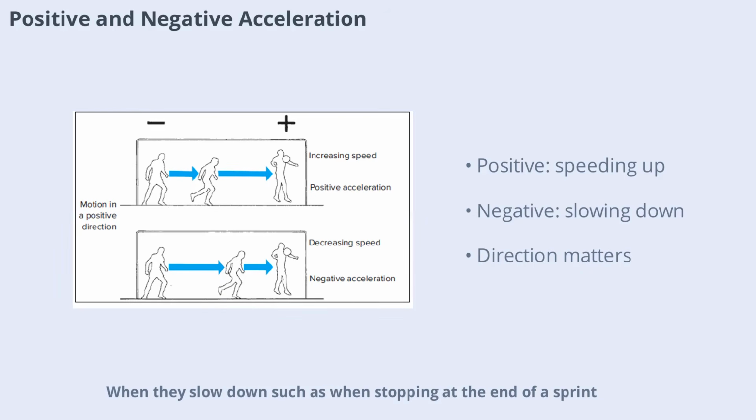When they slow down, such as when stopping at the end of a sprint, they experience negative acceleration. Recognizing these changes helps in designing effective training programs and understanding the demands placed on the body during different activities.